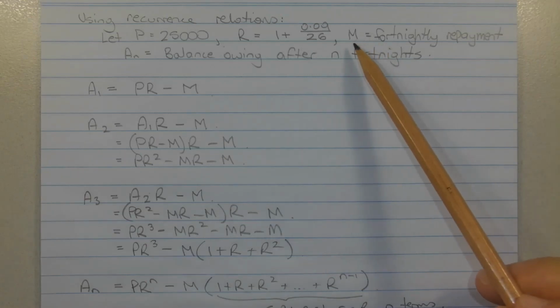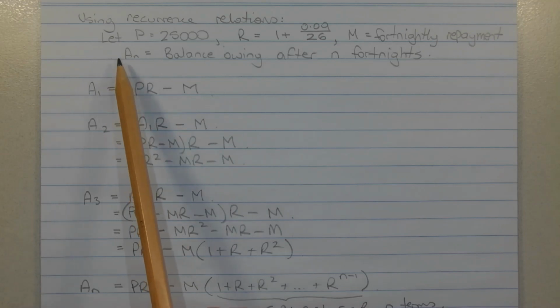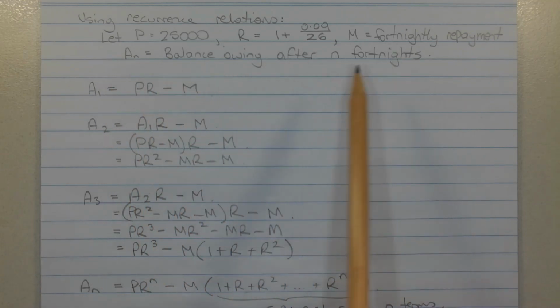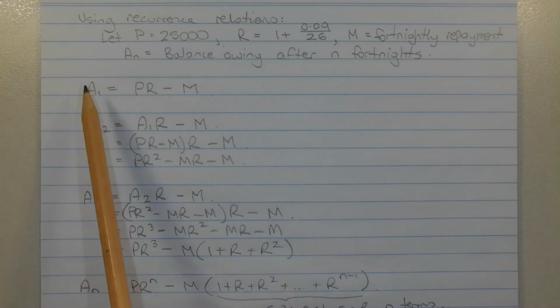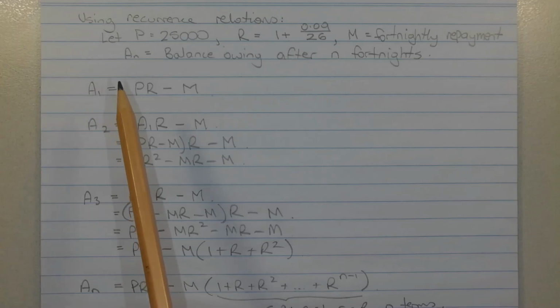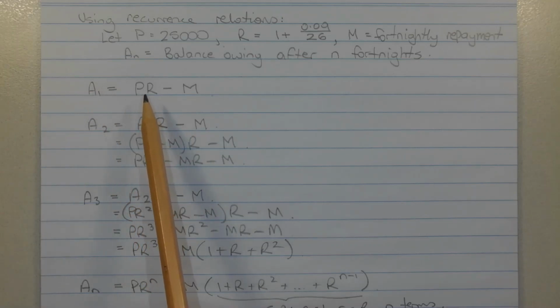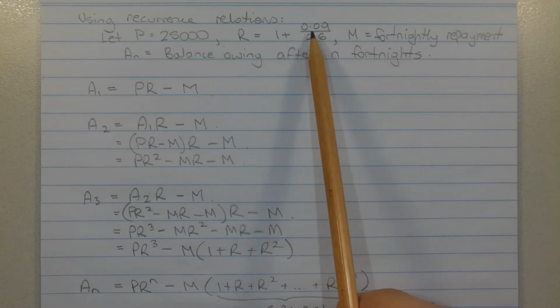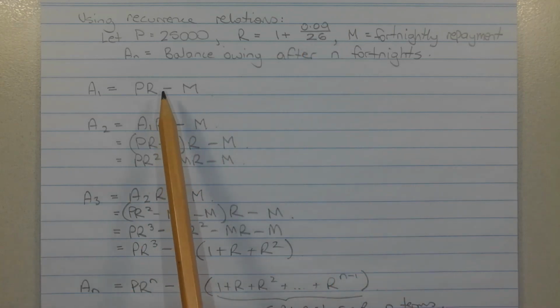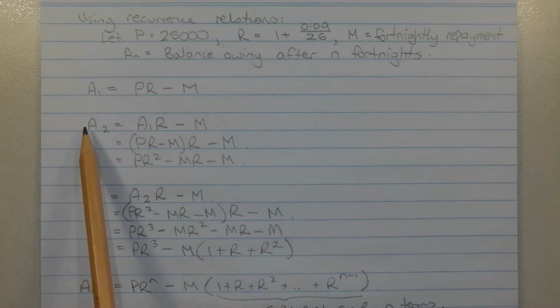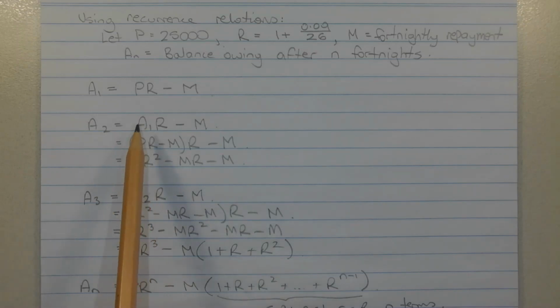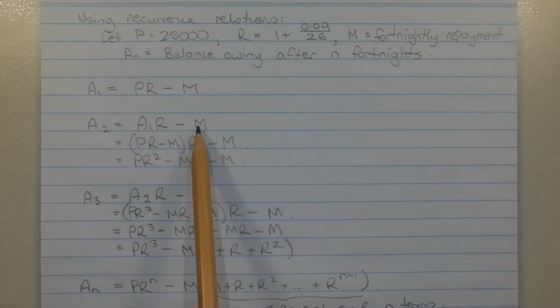I'm going to let capital M equal the fortnightly repayment, and AN is equal to the balance owing after N fortnights. So working out A1, so that represents the balance owing after the first fortnight, we get capital P. I'm going to multiply it by R, which represents a percentage increase of 0.09 over 26. And then take away a fortnightly repayment of capital M. Now A2, which is the balance owing at the end of the second fortnight, is found by taking the balance owing at the end of the first fortnight, multiplying that by capital R, and then taking away M.